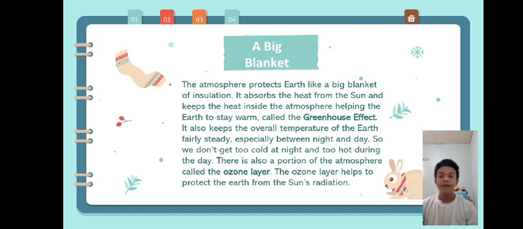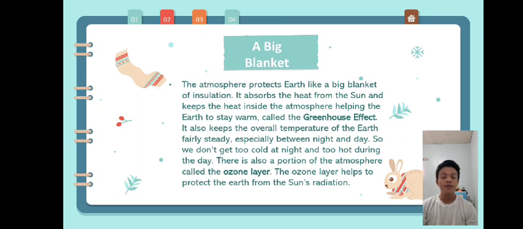Next, a big blanket. The atmosphere protects Earth like a big blanket of insulation. It absorbs the heat from the sun and keeps the heat inside the atmosphere, helping the Earth to stay warm, called the greenhouse effect. Later on, we will talk about the greenhouse effect. It also keeps the overall temperature of the Earth fairly steady, especially between night and day, so we don't get too cold at night and too hot during the day.